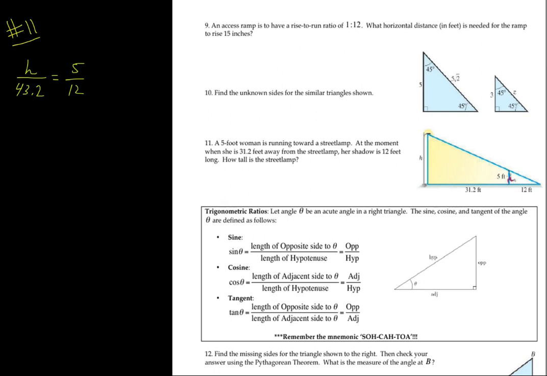Now, this is a little bit messier, so I am going to just cross multiply, like we saw in the last video. I'm going to have 12h on the left, and on the right I'm going to have 43.2 times 5, and that turns out to be 216. Then finally, just to finish, we can divide the 216 by the 12, and we're going to get that h is equal to 18, and the units there are in feet.